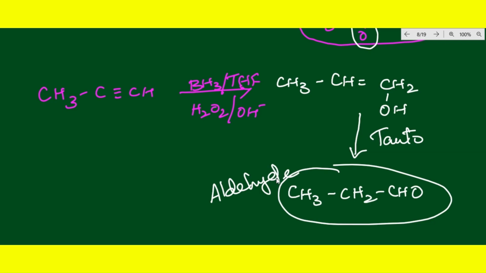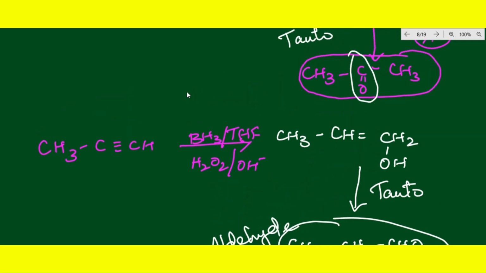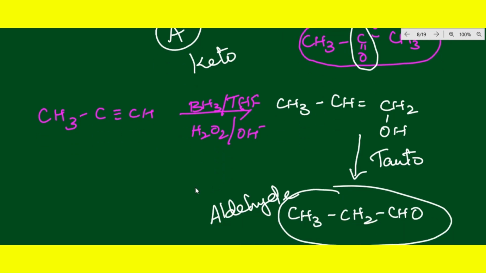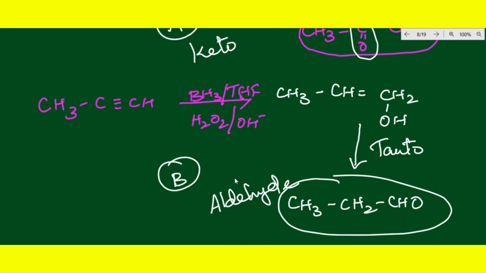In that aldehyde, here you will get a keto group. So compound A is a keto group, and compound B is an aldehyde. Now, how do you differentiate an aldehyde and a ketone? You know that very well. Now, I hope you got that clarity.